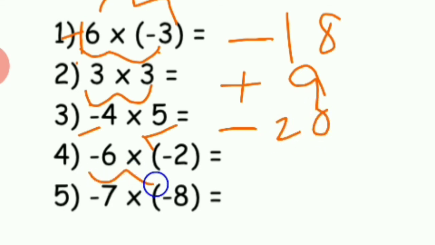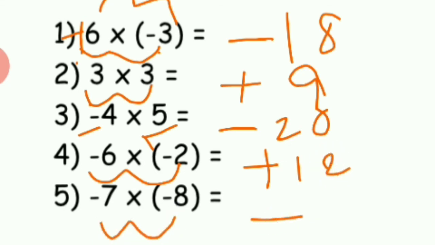Here both the symbols are negative, so minus into minus we get plus. 6 twos are 12. Here also minus into minus will be plus and 7 eights are 56. So please understand, when same symbols we get plus, when different symbols we get minus.